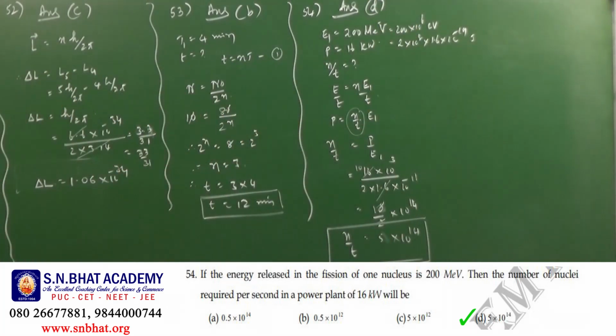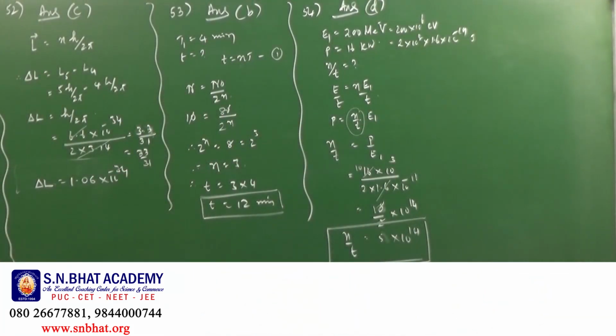Next, question number 55. Remember, in question number 55, study the question carefully. In a fusion process, nucleus A divides into 2 nuclei B and C. Their binding energies being EA, EB and EC respectively.